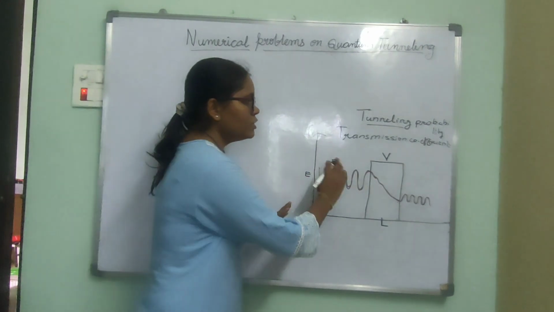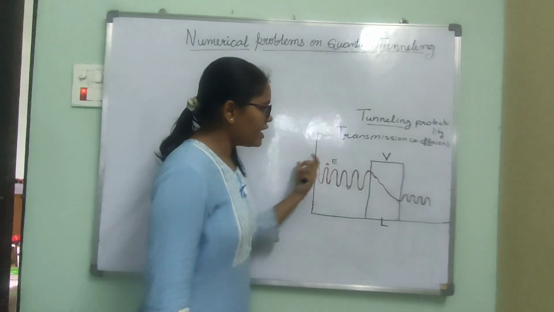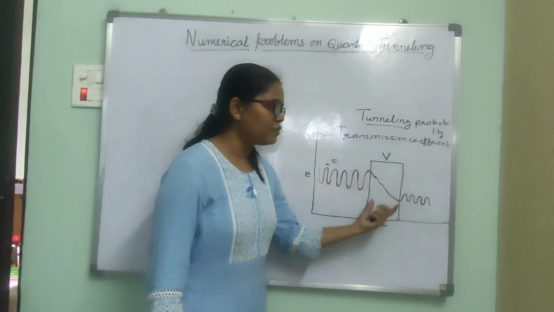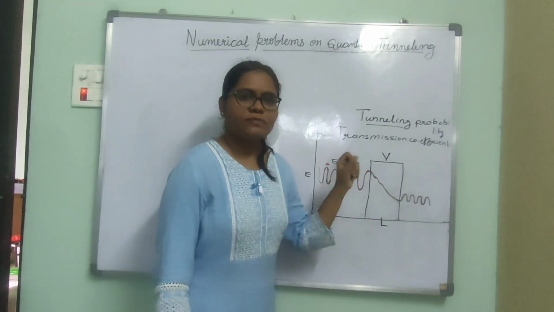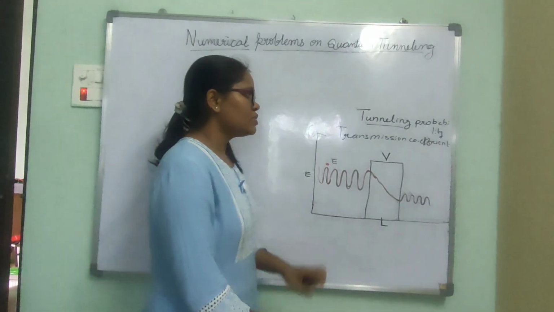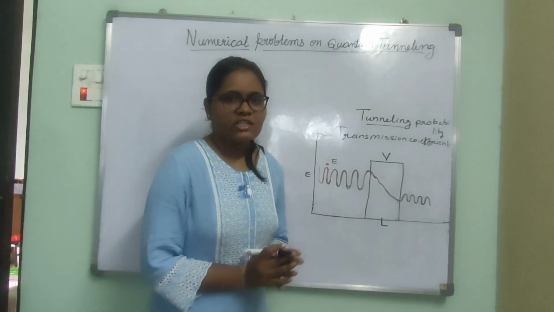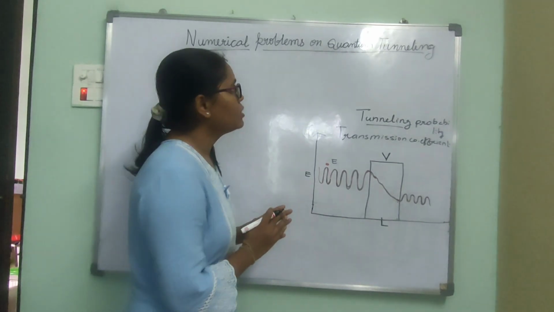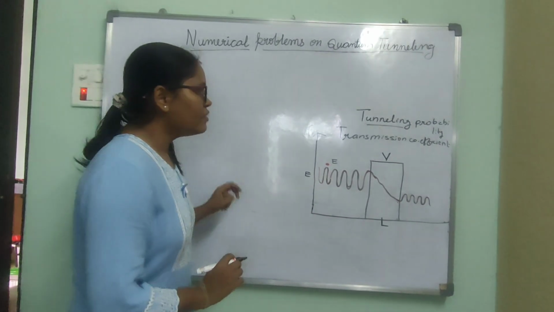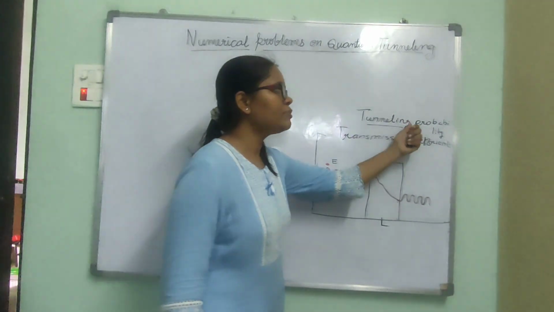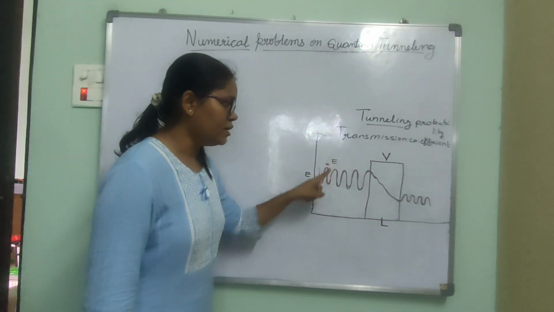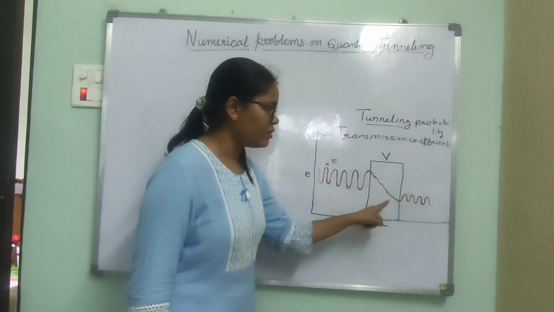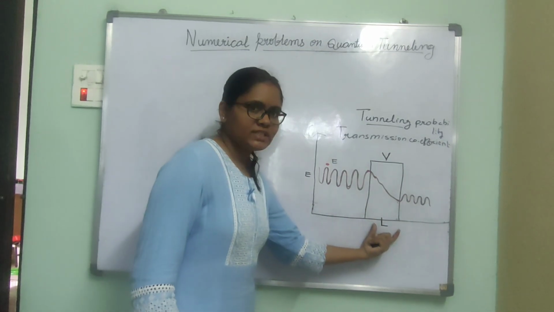Or they can give you everything except the height of the potential barrier, and ask you to find the height of the potential energy barrier. So these kinds of questions can be asked from this quantum tunneling topic, and we will see how to find the tunneling probability of a particle which has energy E through a potential energy barrier of potential V and width L.